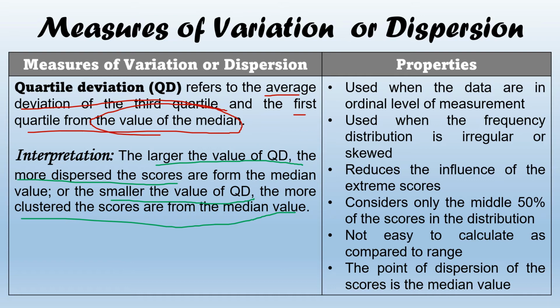Used when the data are in ordinal level of measurement. Used when the frequency distribution is irregular or skewed. It considers only the middle 50% of the distribution. The point of dispersion is also the median value.